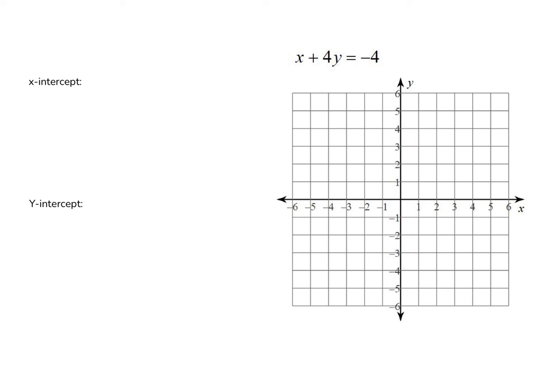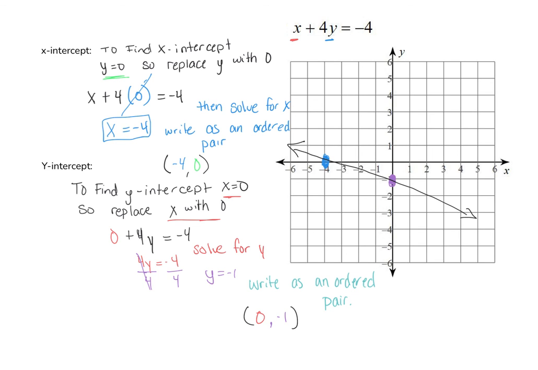So you should pause your video, try and see if you can find the x and y intercept on your own for the equation x plus 4y equals negative 4, and then press play to see if your answer is correct. Pause your video now. So first, you want to find the x-intercept by knowing that y equals 0. So you replace y with 0 in the original equation, the one given to you. And then you solve for x. After you solve for x, you want to write your answer as an ordered pair.